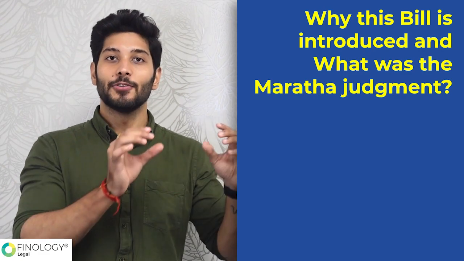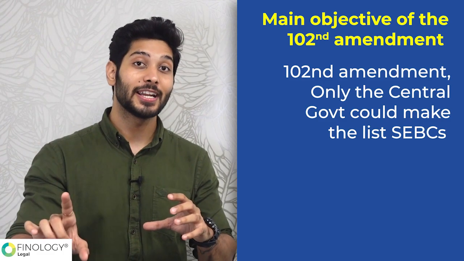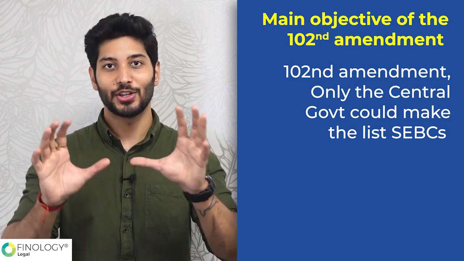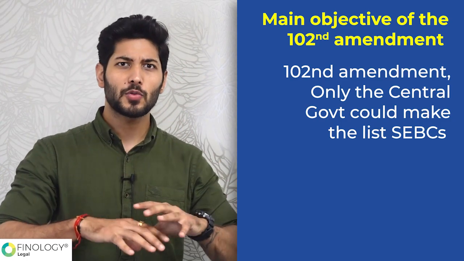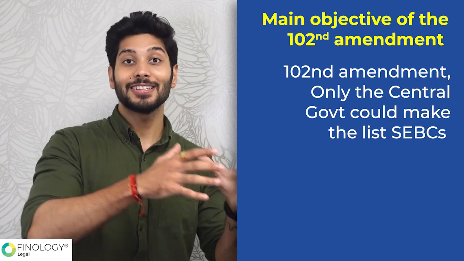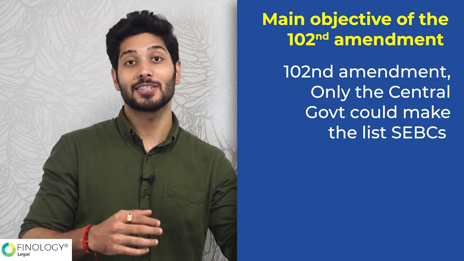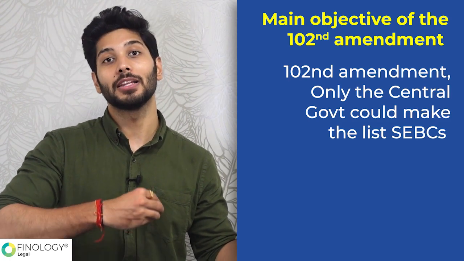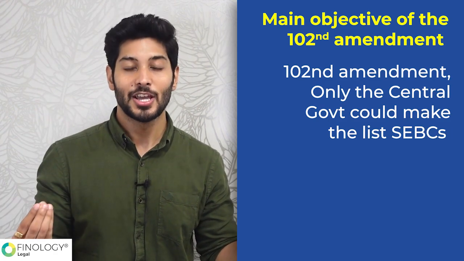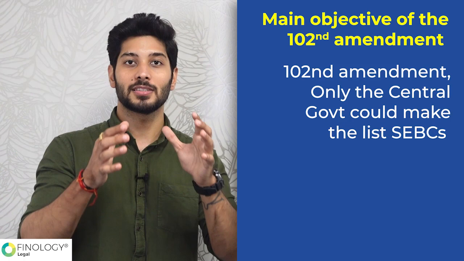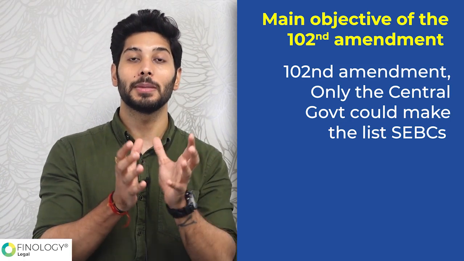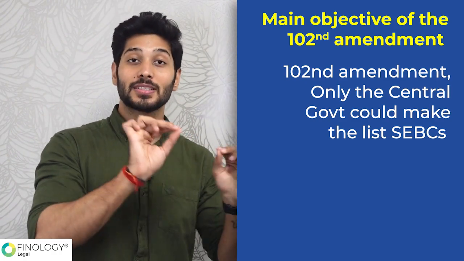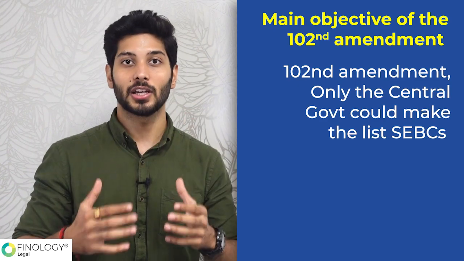So to answer that, when the 102nd Amendment was introduced in the year 2018, it only gave the power to the center to make the list of socially and educationally backward classes. Because of this, there was huge disparity in providing reservation, because some classes of people were registered as OBCs under the state list, and some others under the center's list. You can see the disparity here, because reservation can only be provided to the people under the central list after the 102nd Amendment, right? So this was the disparity in this particular amendment.